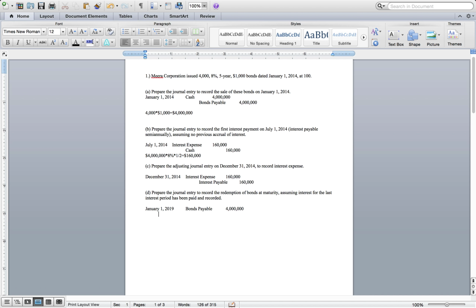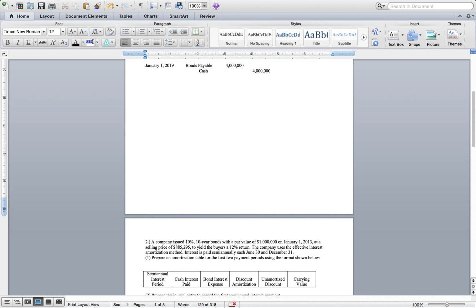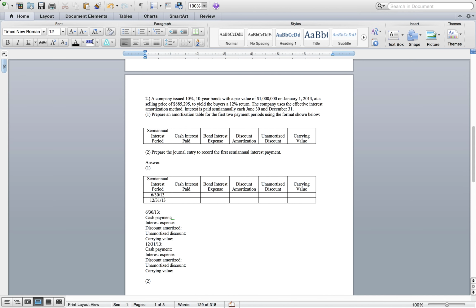Now, when it matured, you had to pay all your bondholders. And what you used to pay for that, you used cash. So you want to credit cash for $4 million. Okay. Now we go on to the next one here.